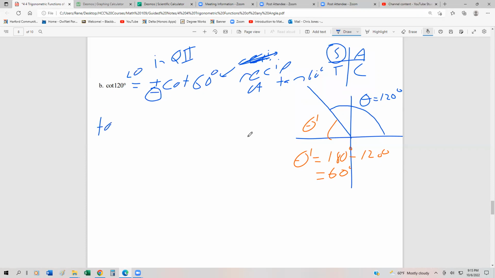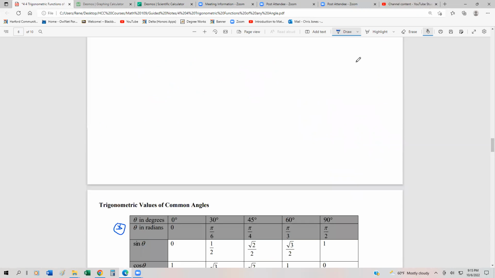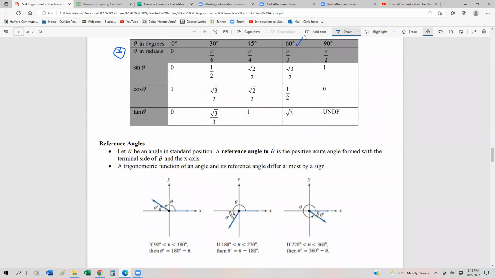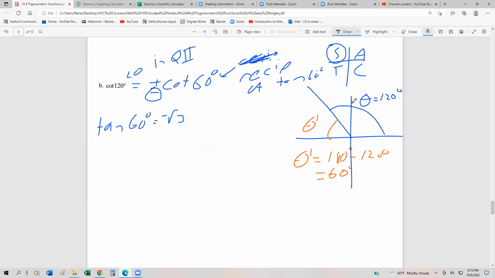Okay, so the tangent of 60 degrees is the square root of 3. And again, we go up to our table, and we can see that right here. So we just memorize this, or we can try to derive it by using that trick that I showed you in the previous video. But we don't want root 3. We want the reciprocal. And remember, this is negative, because our answer is going to be negative. And so this is actually going to be negative 1 over root 3.